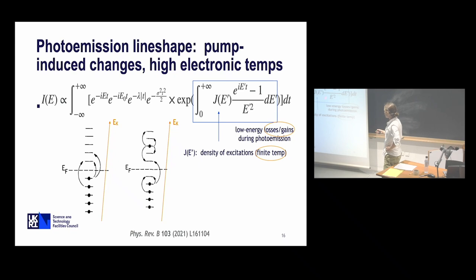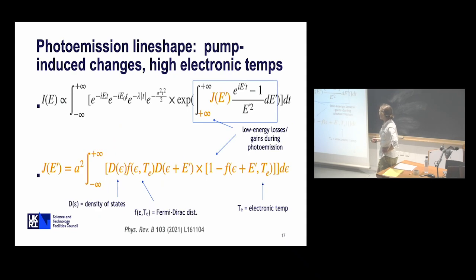Also, we have this basically joint density of states term here. In the original model from the 1990s, this was assuming a state at equilibrium at 0 Kelvin, but that's presumably no longer a very useful approximation now in this highly excited regime. So we are going to want to account for finite temperature in our population of electrons.